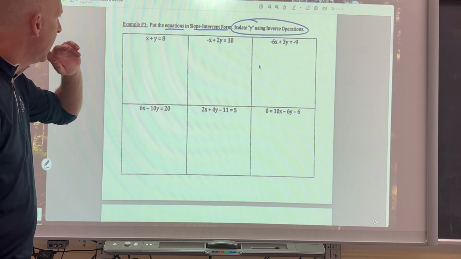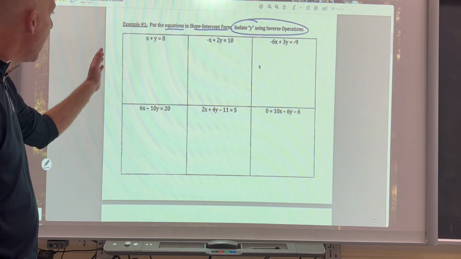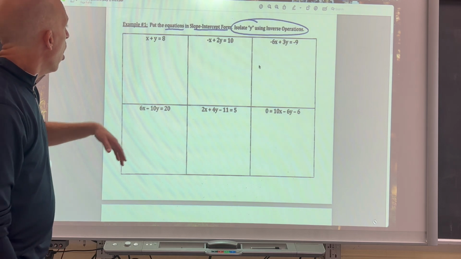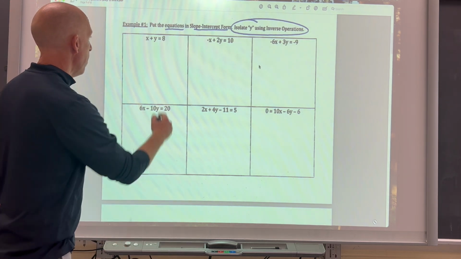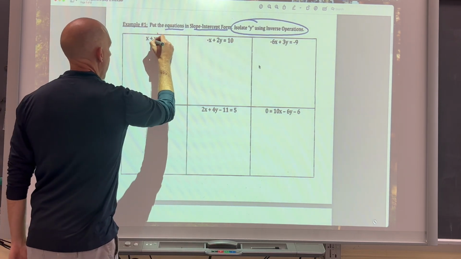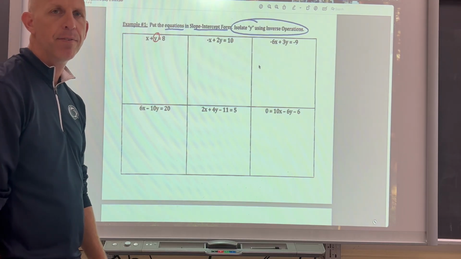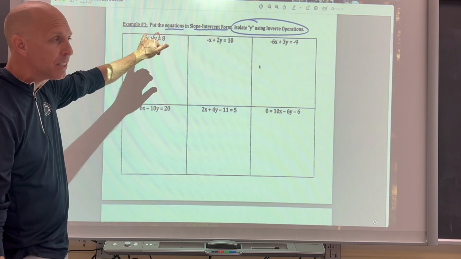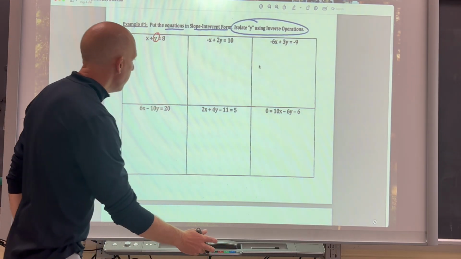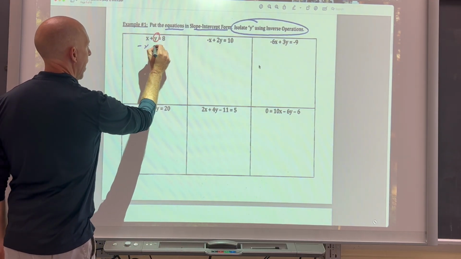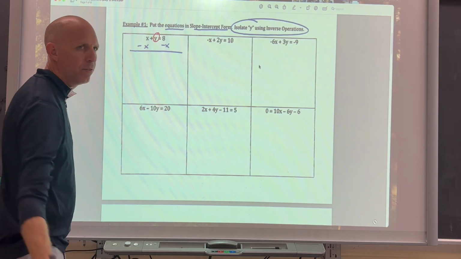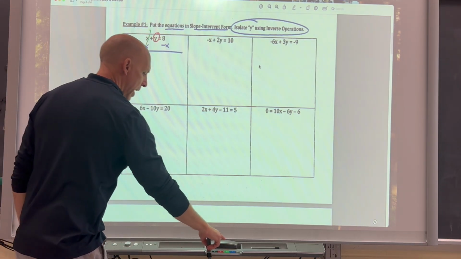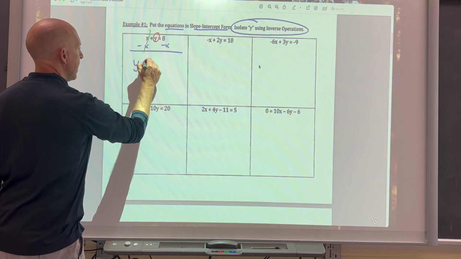Example number 1 says x plus y equals 8. Now, this is going to take one step. I want to get this y variable to be by itself. Now, in order to do that, I need to get rid of this x from the left-hand side. So what I'm going to do here is I'm going to subtract x from both sides. When I do that, the x's cancel out, and what I'm left with is y equals.